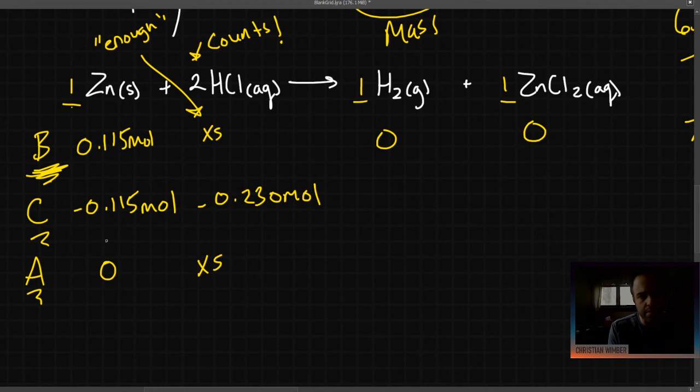We are using up our zinc. These ones we're going to make. So these are going to both be positive values. We are going to gain hydrogen gas.